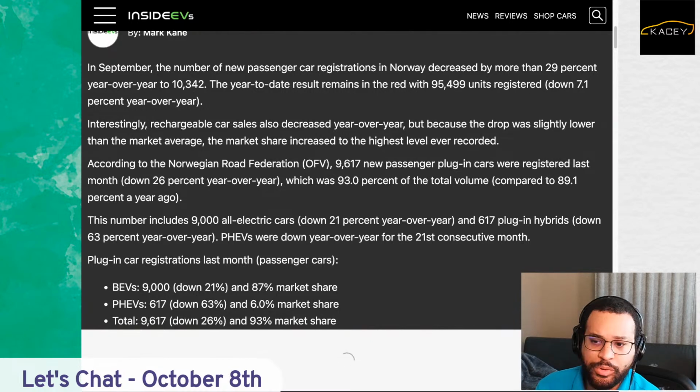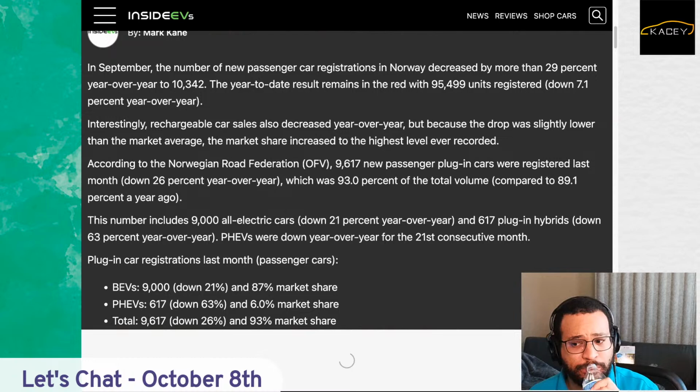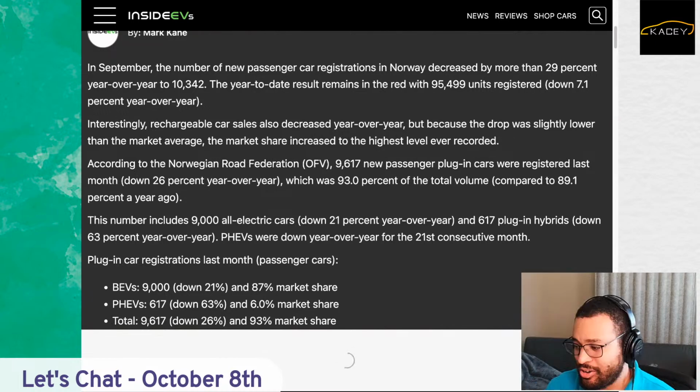According to the Norwegian Road Federation, or the OFV, 9,617 new passenger plug-ins were registered last month, down 26% year over year, which was 93% of all cars in Norway, compared to 89.1% about a year ago. This number includes 9,000 all electric cars, down 21% year over year, and 617 plug-in hybrids, down 63% year over year.